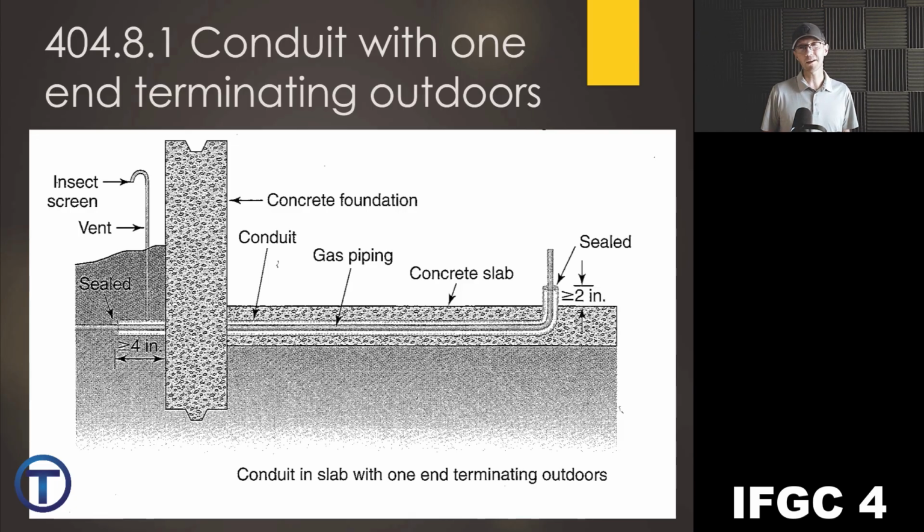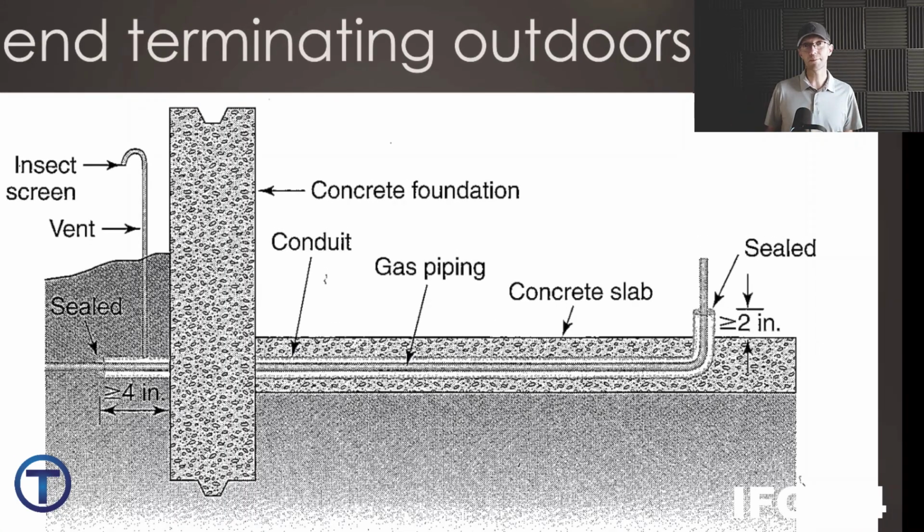Now, we talked about earlier, it shouldn't be coming in the side underground. Penetration should come above ground. But there is this exception in 404.8.1 where it talks about conduit with one end terminating outdoors. Now, this would be for a flexible gas pipe. We're able to just push it through the conduit and get it into where it needs to be.